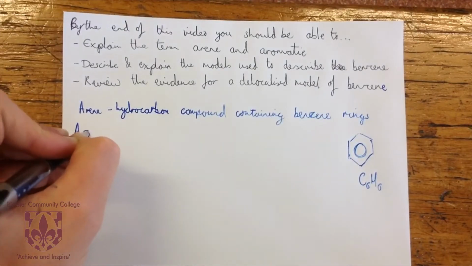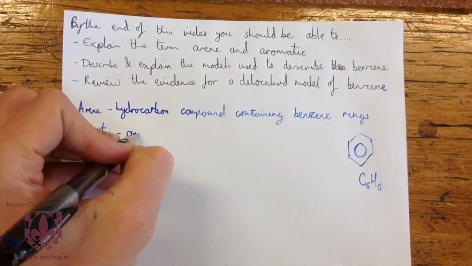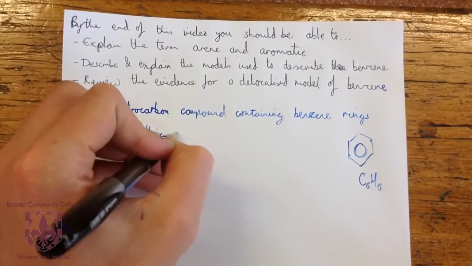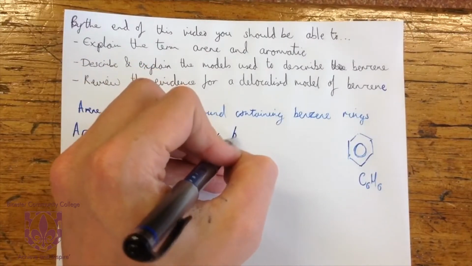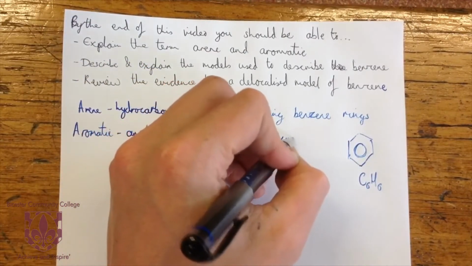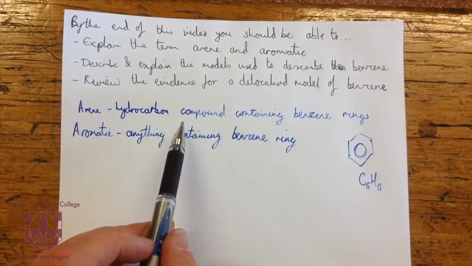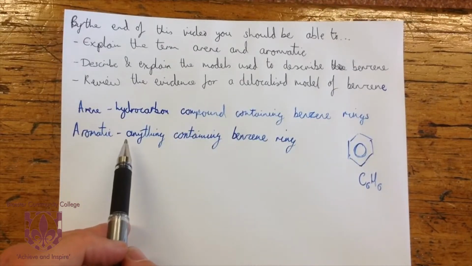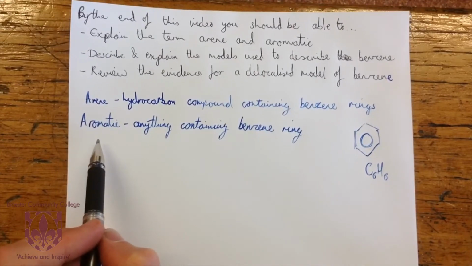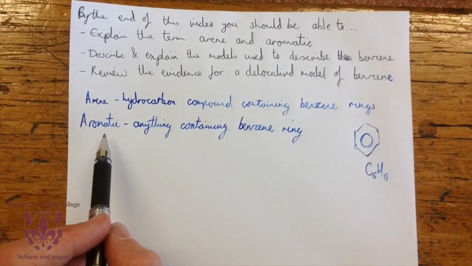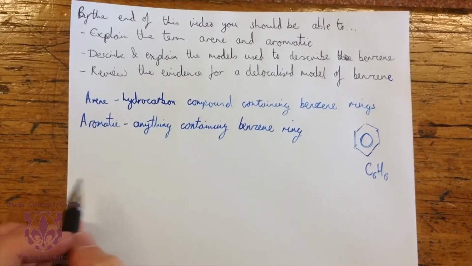Okay, and if a compound is aromatic, that means anything containing a benzene ring. Okay, so slight difference there. So an arene is a hydrocarbon compound containing a benzene ring, and aromatic is anything containing a benzene ring. Obviously, aromatic is to smell, so that's originally why these compounds were named. These compounds containing benzene rings are quite smelly, but not any longer, or not only scientifically.